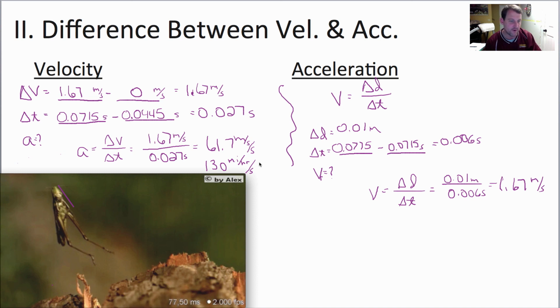Now the reason that grasshoppers don't go super fast is because they accelerate for a very short amount of time. So they don't have a lot of time to build up a lot of speed, but they do have huge accelerations during that short time. So hopefully we can see the real difference between velocity and acceleration.